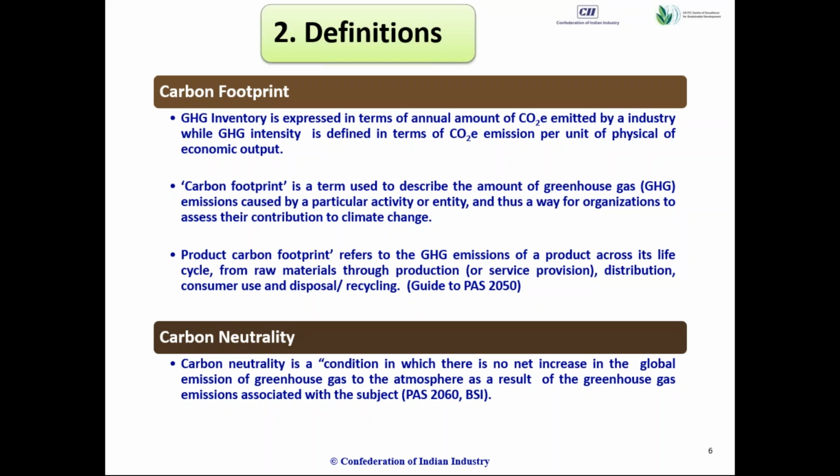Organizations can do energy efficiency, do fuel change, and take several other steps to reduce GHG emissions, but they cannot bring down the GHG emissions to zero. So whatever balance GHG emissions remain, for that they purchase offsets so that there is no net increase in GHG emissions. In the subsequent slide, we'll go into further details of carbon neutrality.